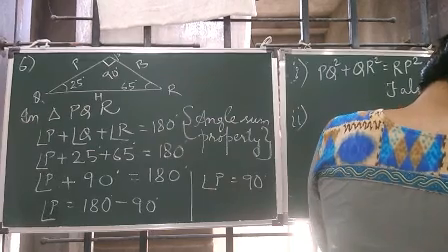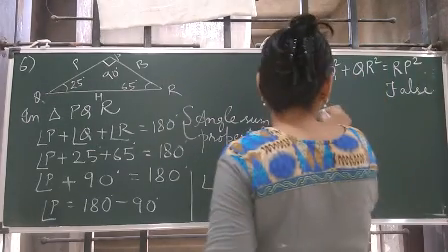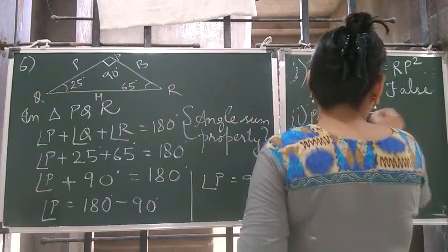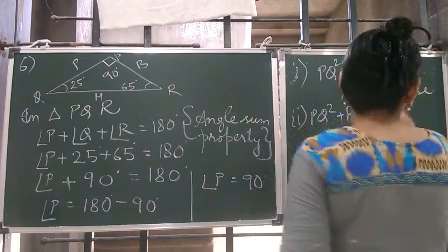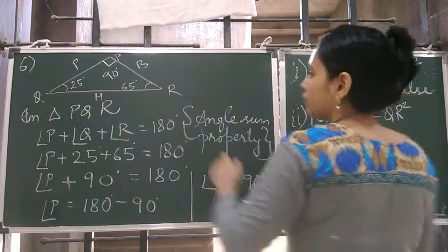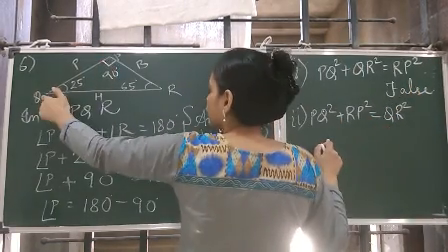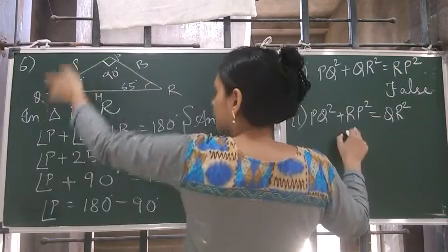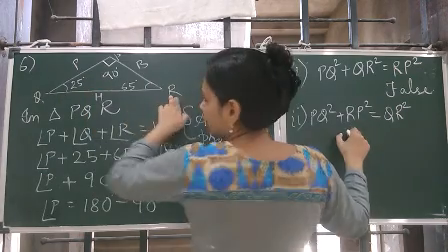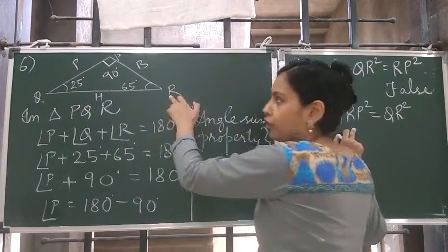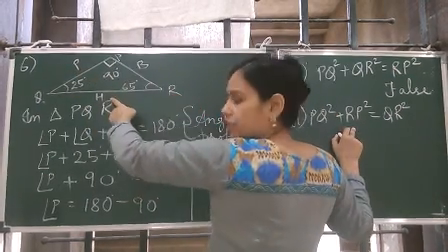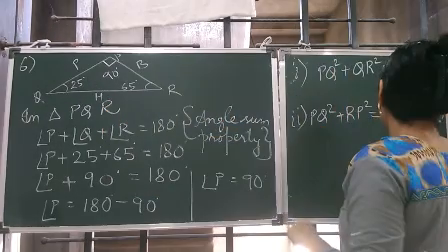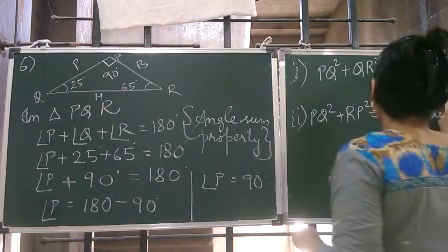Then PQ square plus RP square is equal to QR square. Here this is the third side, and it is the hypotenuse, that means P square plus B square equals H square. So by the Pythagoras property, it is true. So you can write this is true.